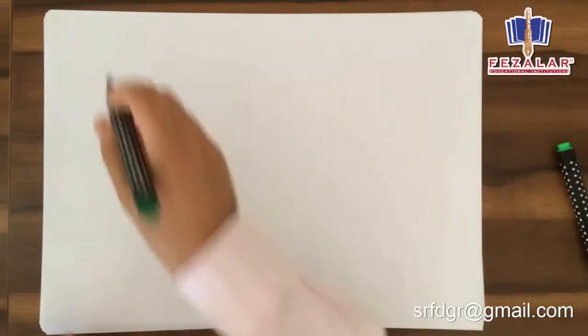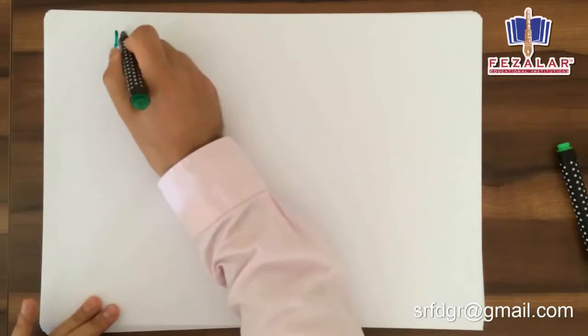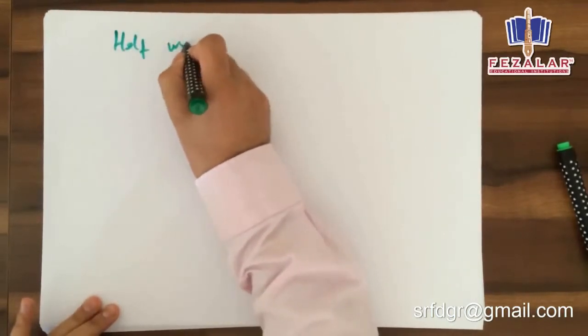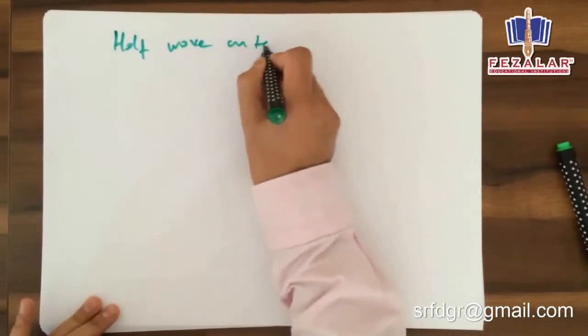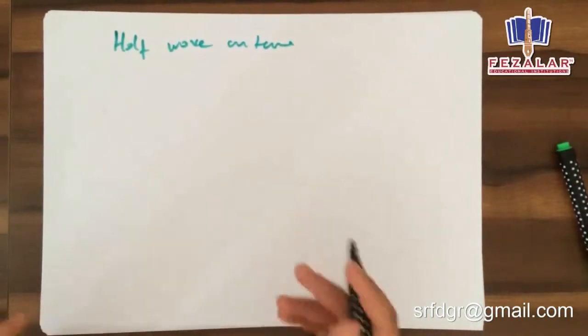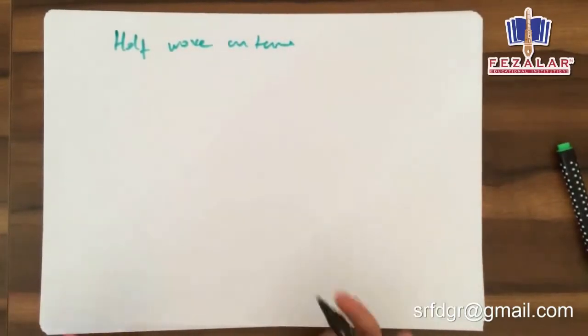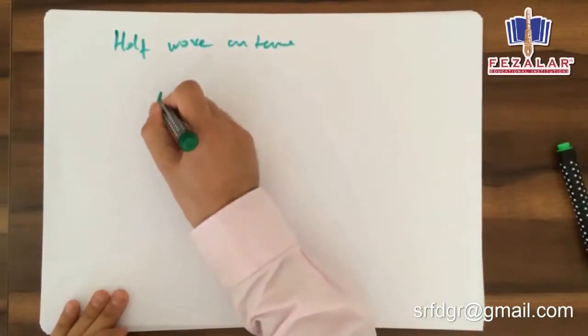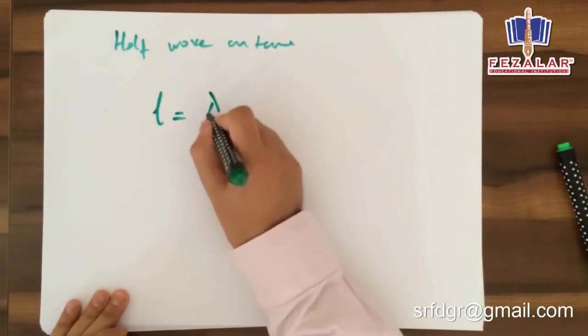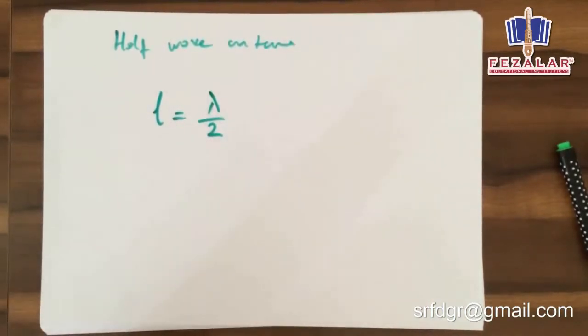Now, antenna. In order to transmit electromagnetic waves, we will see in the book, the half wave antenna is used, and it is the best one. Why is the half wave antenna the best one? What does half wave mean? That means the length of the antenna equals half of the wavelength of the electromagnetic wave.